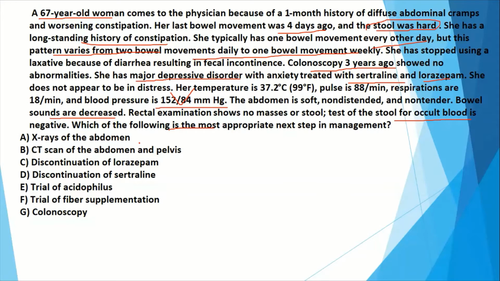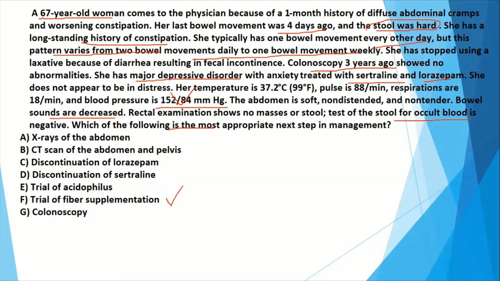Option A is X-ray of the abdomen, option B is CT scan of the abdomen and pelvis. Option C is discontinuation of the lorazepam. Option D is discontinuation of sertraline. Option E is trial of acidophilus. Option F is trial of fiber supplementation. And option G is colonoscopy. So the correct answer here is trial of fiber supplementation. Why?